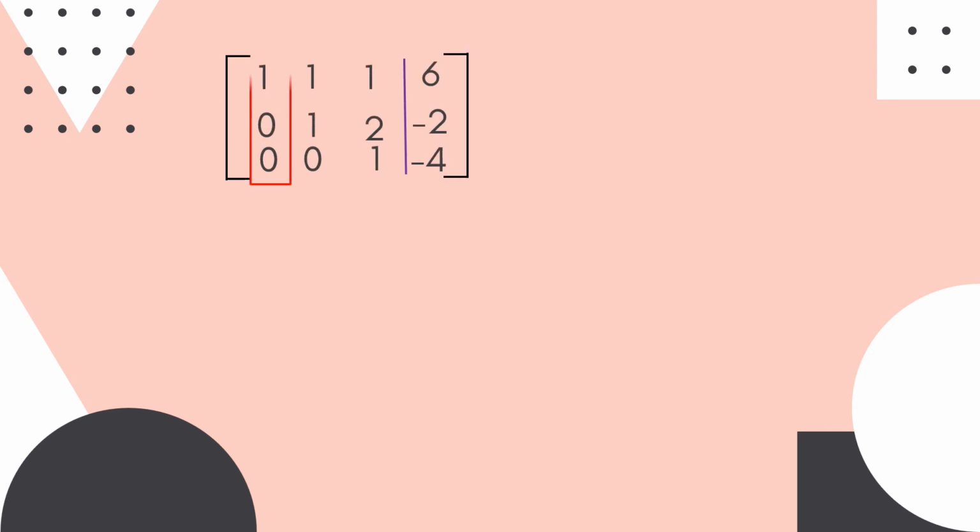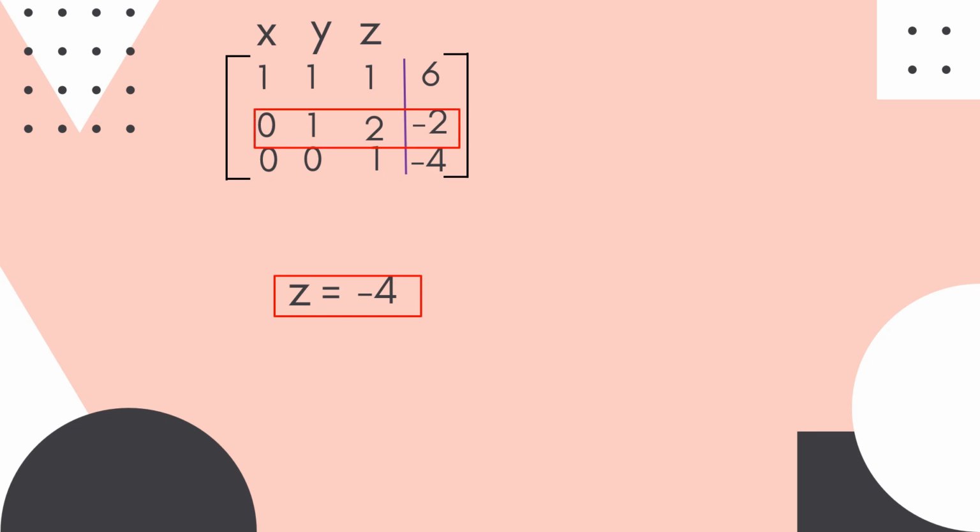The first column represents x, the second column represents y, the third column represents our z, and the last column is our constants. So we're going to use backward substitution. We start from the bottom. z is equal to -4. So we have here the value of z. Then we're going to make the equation for the second row.